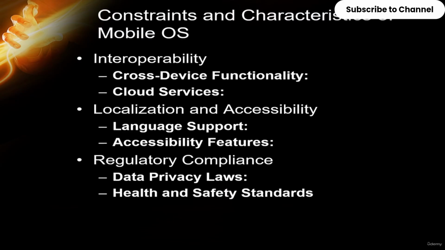Proper encryption, decryption, authentication should be given. And language support, localization and accessibility: the localization languages should be done. And there are various constraints and characteristics while designing mobile operating systems. So hope you understand the characteristics and constraints of a mobile operating system in this lecture.